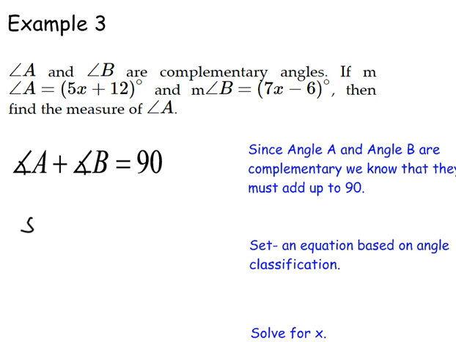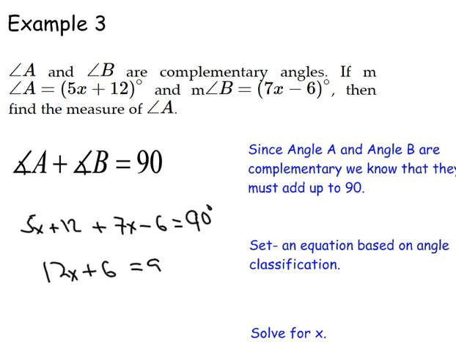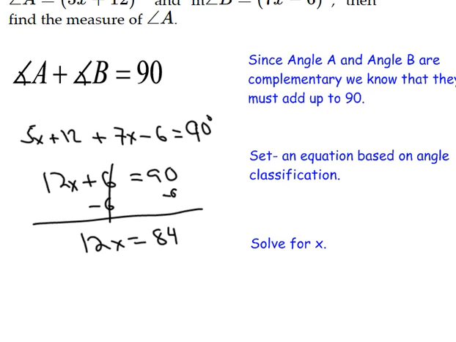So we get 5x plus 12 plus 7x minus 6 equals 90, because they're complementary. 7x plus 5x, that's going to give us 12x. 12 minus 6 is positive 6. Subtract 6 on both sides. We get 12x equals 84. And we're going to divide both sides by 12. 84 divided by 12 gives us 7.